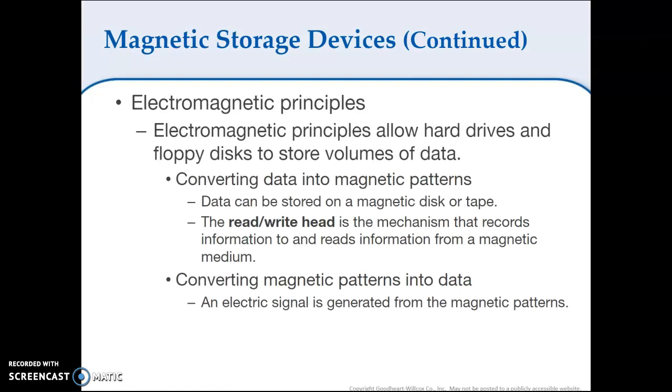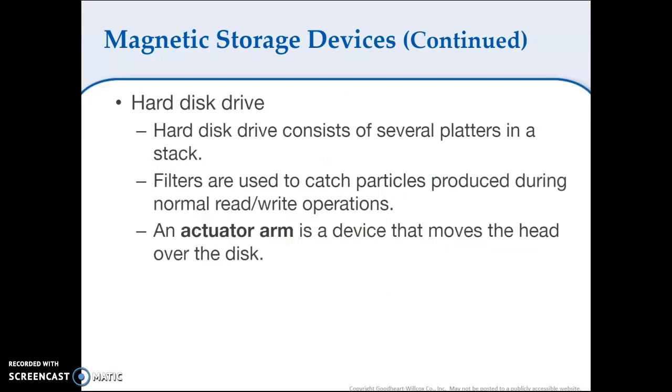There are also electromagnetic principles that go along with magnetic storage devices. Electromagnetic principles allow hard drives and floppy disks to store volumes of data. Data is converted using magnetic patterns, and then it can be stored on a magnetic disk or a tape. This allows the read-write mechanism to record information and read information from the magnetic medium. Converting the magnetic patterns into data is the electric signal which is generated from those magnetic patterns. So that's a lot of jargon to describe exactly how data is stored on a magnetic device.